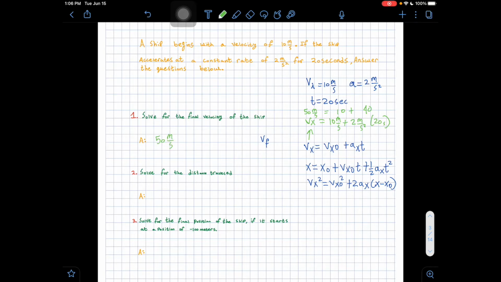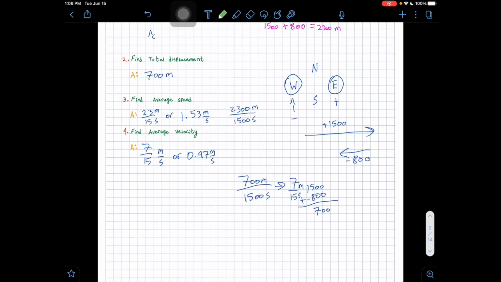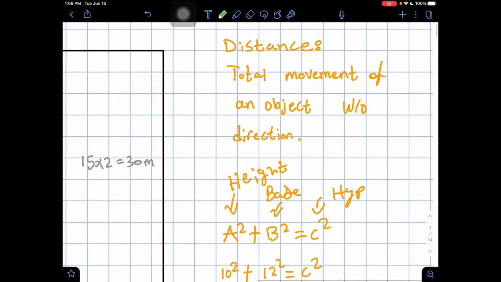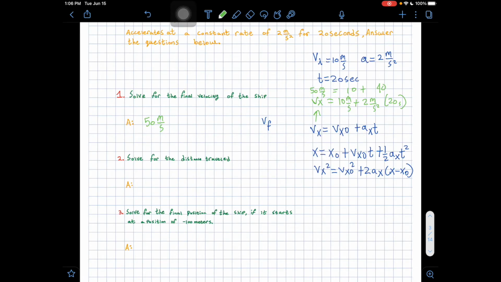Now let's go ahead and do number 2. Well, number 2 says solve for the total distance traveled. And remember, distance is the total movement of the object, as we stated in our first review video, the total movement of an object without direction. Let's go ahead and go through that. Well, we know that our second equation right here is x, or position, or some type of distance, equals your initial position plus Vxo t plus 1/2 Axt squared. Well, we're trying to solve for our distance, so let's just use that equation.